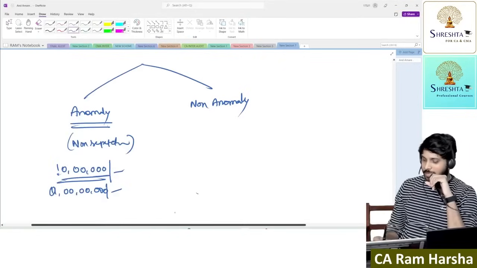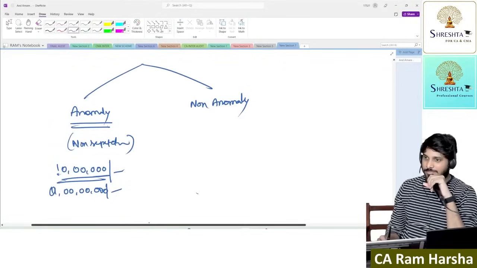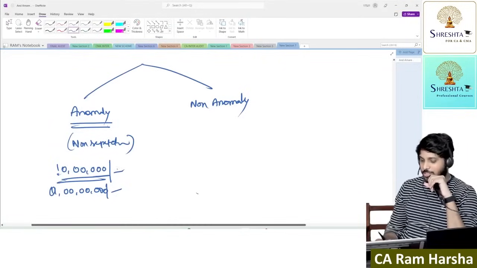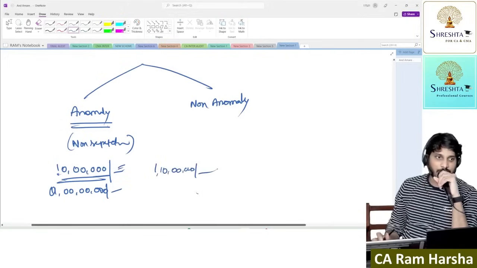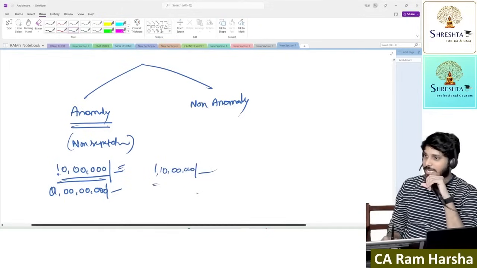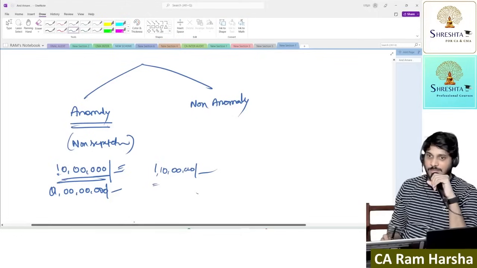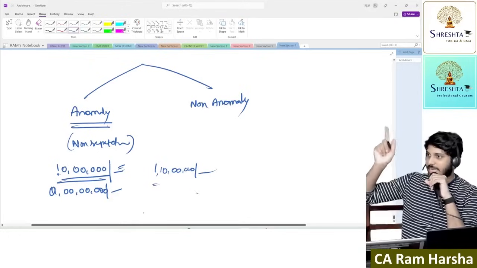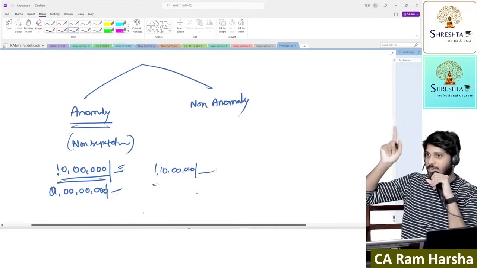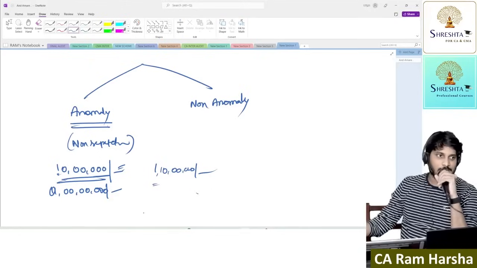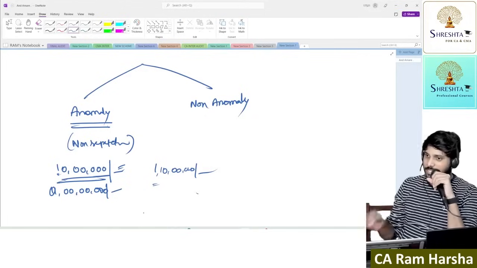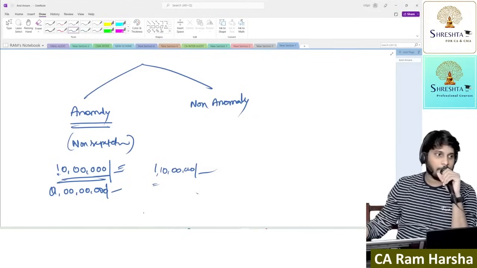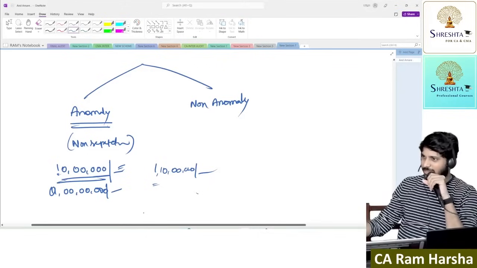Getting the point? Will this mistake happen every time? Suppose a 10 lakhs value is recorded as 1 crore 10 lakhs. I discovered this mistake. Now can I say every 10 lakh entry in the books of accounts is misstated by 1 crore? This mistake is there only in that sample. This is called anomaly.